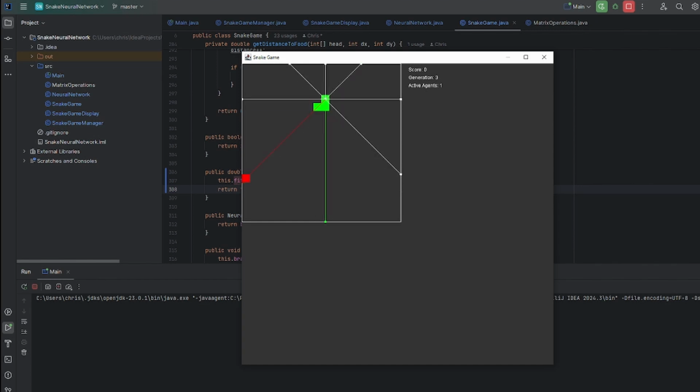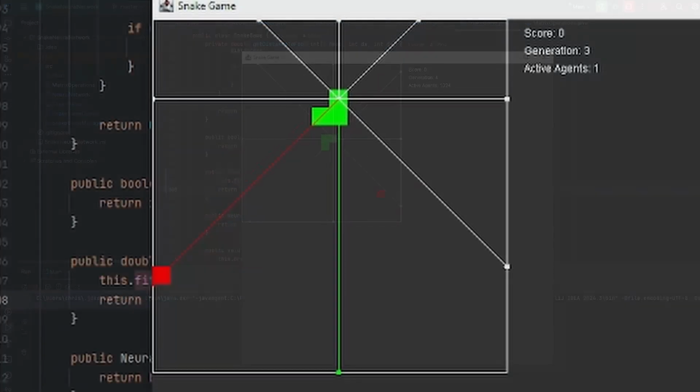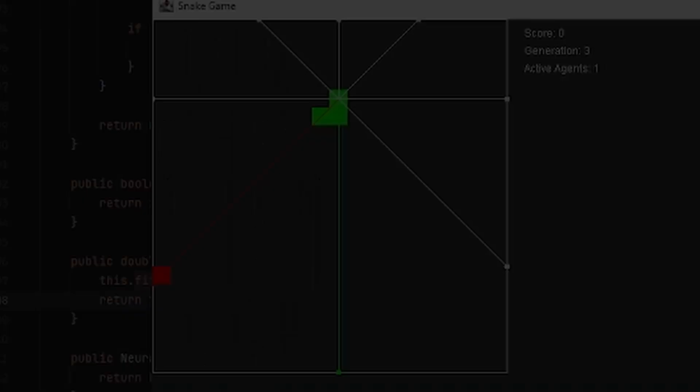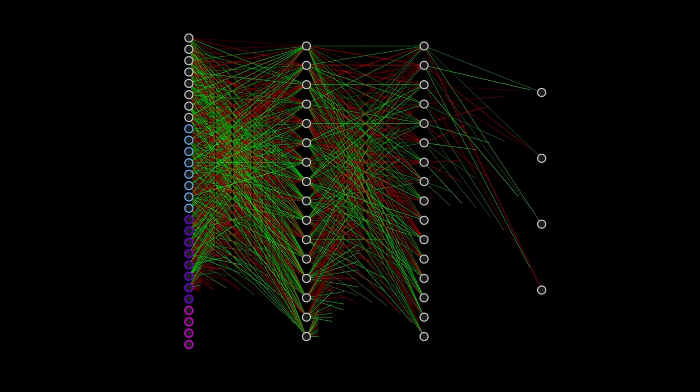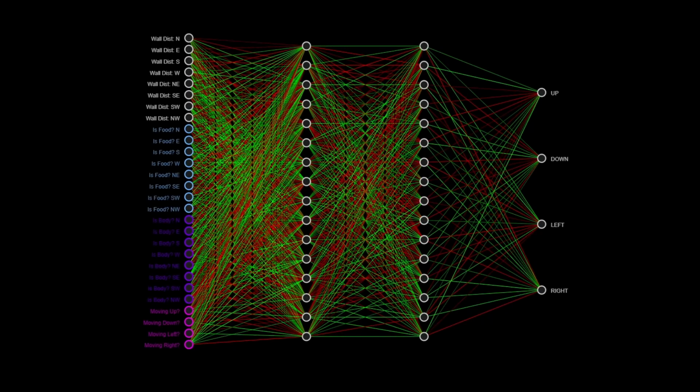As shown, the Snake has 8 sensors in each direction. Each sensor detects the distance from the head of the Snake to the wall, if there is food in that direction, or if its body is in that direction. This means, for each of the 8 directions, there are 3 sensors, resulting in a total of 24 sensors for the Snake to see its environment with.